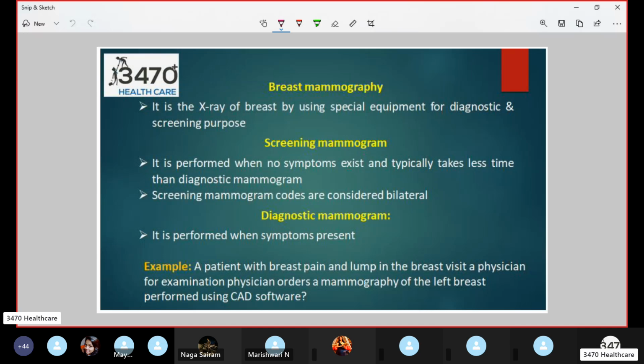So for a mammogram, check whether it is screening or diagnostic. Diagnostic means unilateral or bilateral. Like that you have to check.